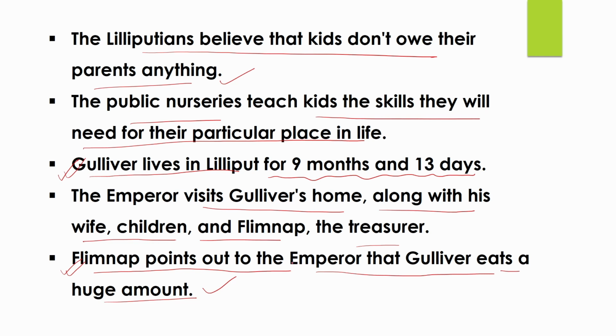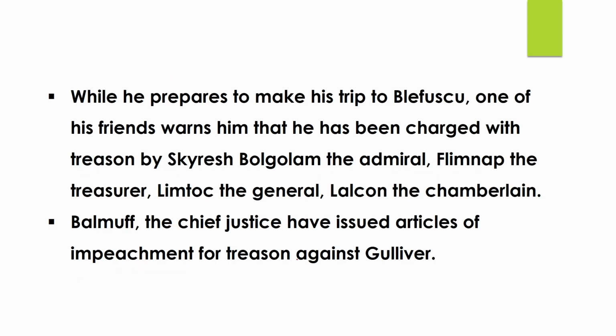One reason that Flimnap hates Gulliver is that there are rumors going around that Flimnap's wife is having an affair with Gulliver. Gulliver protests a lot that there is absolutely no truth to this accusation. Flimnap eventually makes up with his wife but never forgives Gulliver.